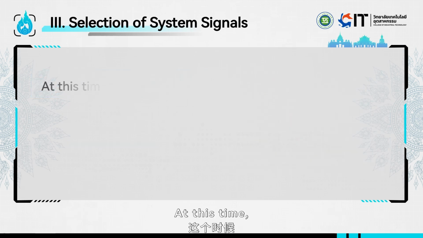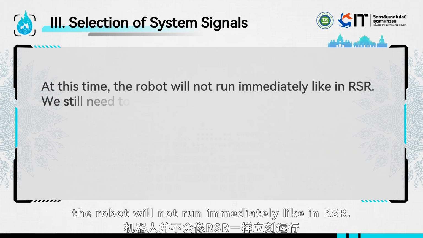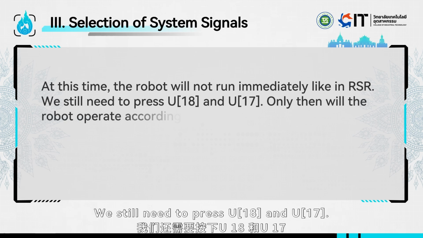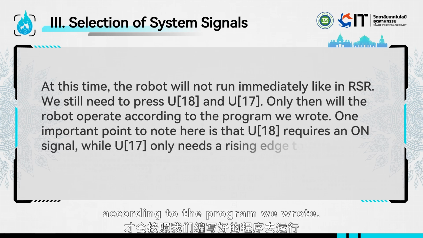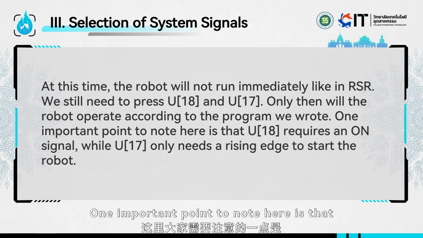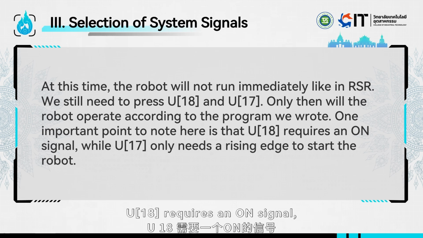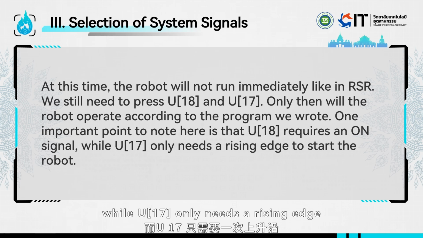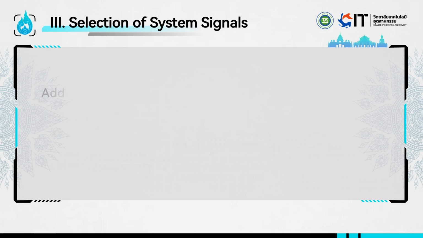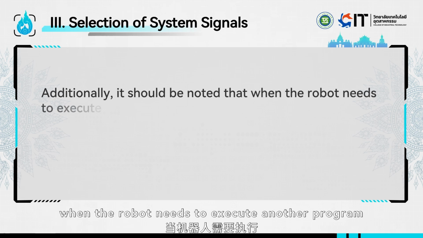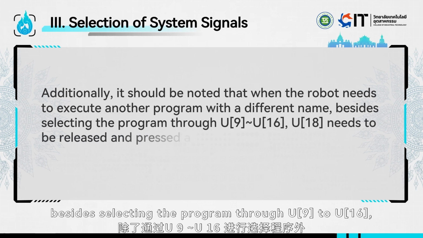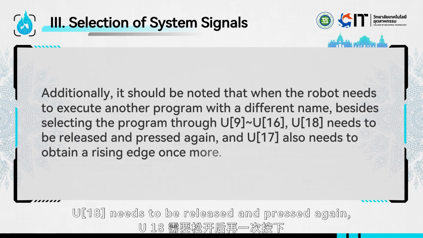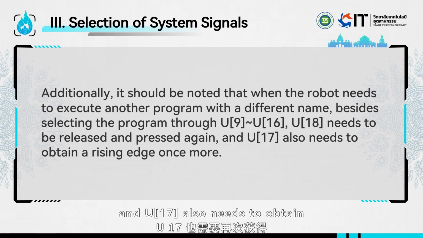At this time, the robot will not run immediately like in RSR. We still need to press UI18 and UI17. Only then will the robot operate according to the program we wrote. One important point to note here is that UI18 requires an on signal, while UI17 only needs a rising edge to start the robot. Additionally, it should be noted that when the robot needs to execute another program with a different name, besides selecting the program through UI9 to UI16, UI18 needs to be released and pressed again, and UI17 also needs to obtain a rising edge once more.